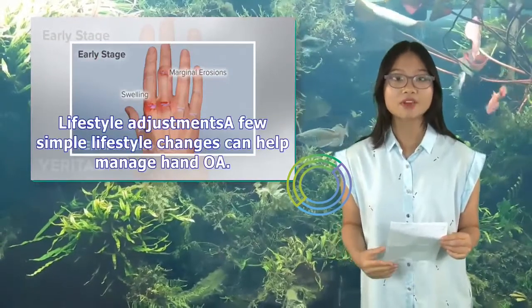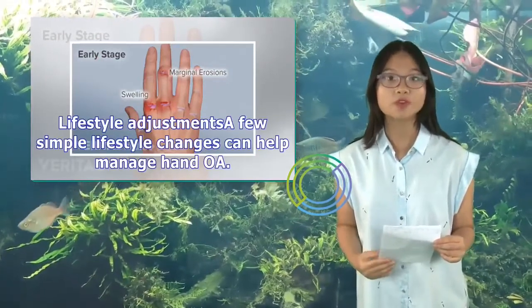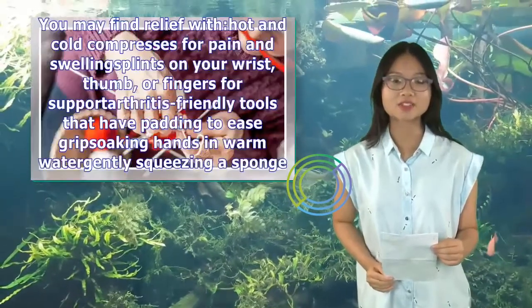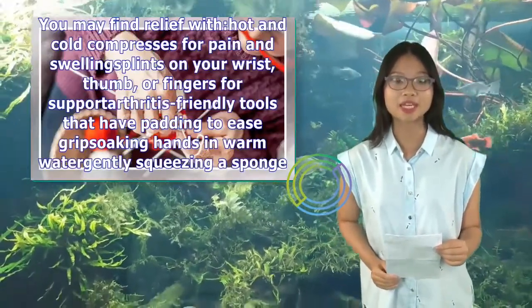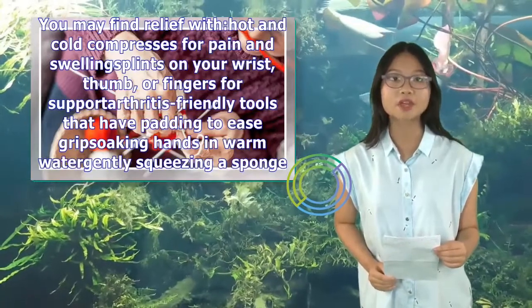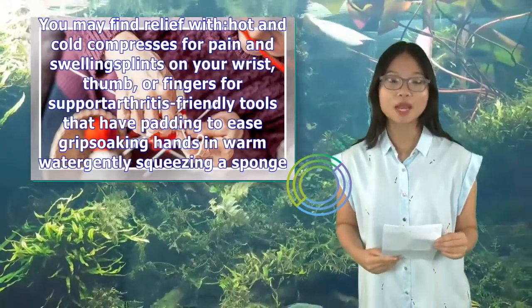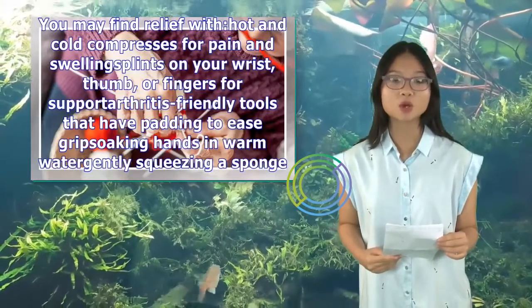Lifestyle adjustments. A few simple lifestyle changes can help manage hand OA. You may find relief with hot and cold compresses for pain and swelling, splints on your wrist, thumb, or fingers for support, arthritis-friendly tools that have padding to ease grip, soaking hands in warm water, and gently squeezing a sponge or rubber ball.